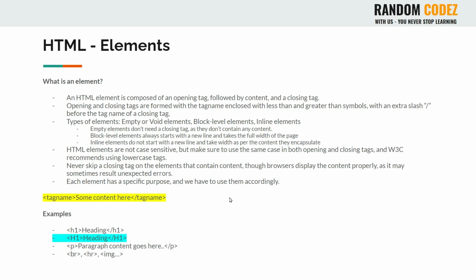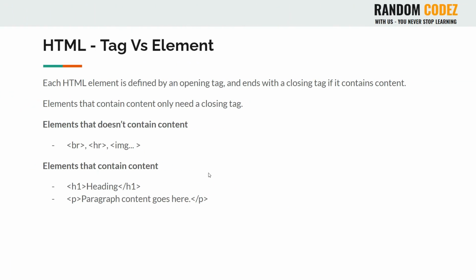Overall, HTML elements are the building blocks of an HTML document which is used to add content to an HTML document. Next, let's look at the difference between a tag and an element. Each HTML element is defined by an opening tag and ends with a closing tag if it contains some kind of content. So elements that contain content only need a closing tag.